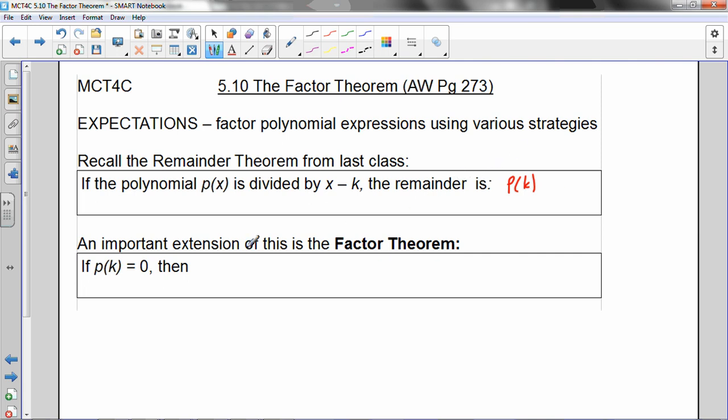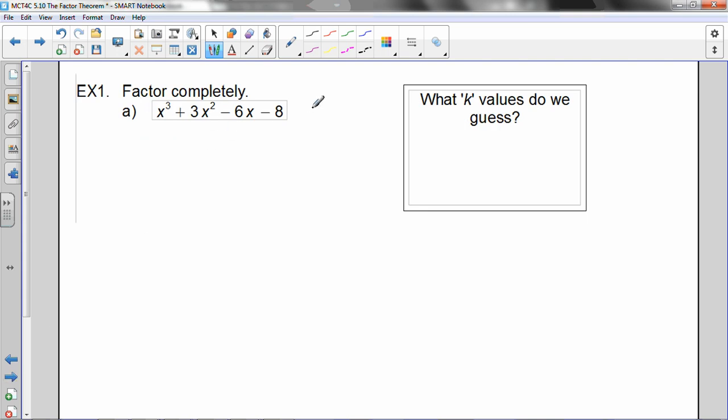An important extension of this is the factor theorem. If p at k is 0, that is, if the remainder is 0, then what does that mean? It means this thing that I divided by must have been a factor. That's the factor theorem, that x minus k is a factor. And as it turns out, this is a big deal, because that's what we want to do. We want to be able to factor stuff so we can graph them. So there we go. Factor completely.